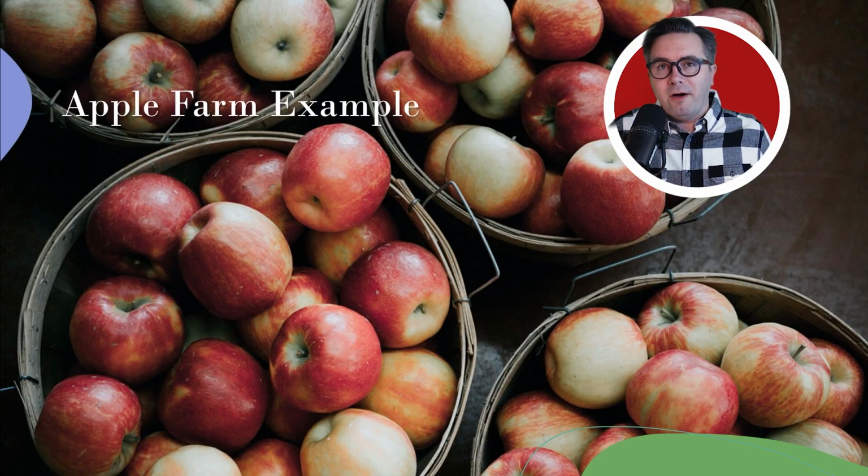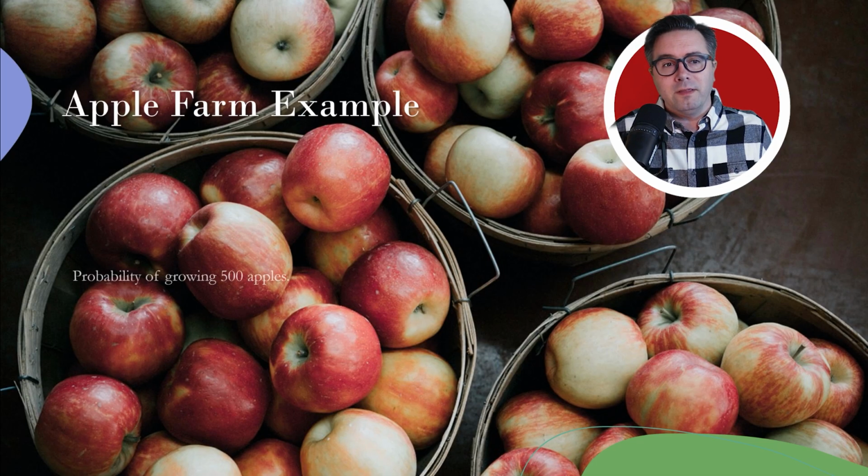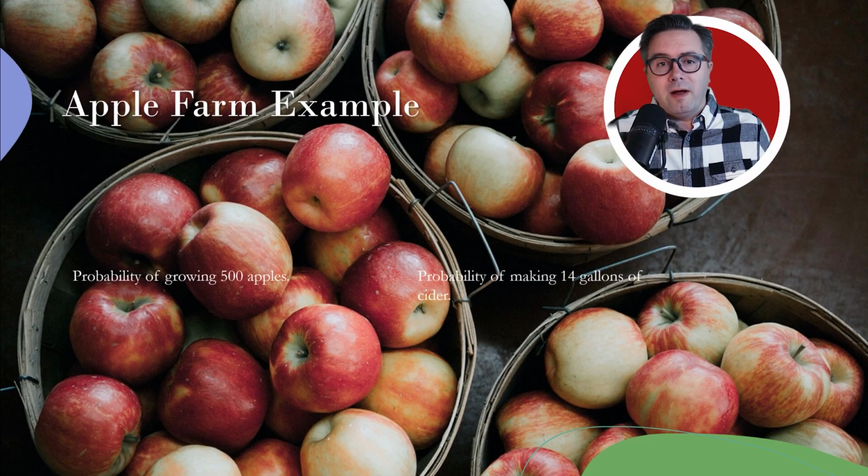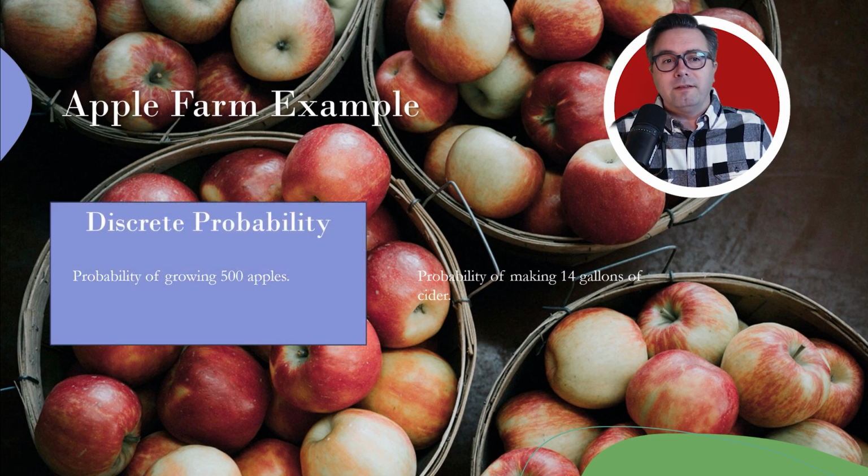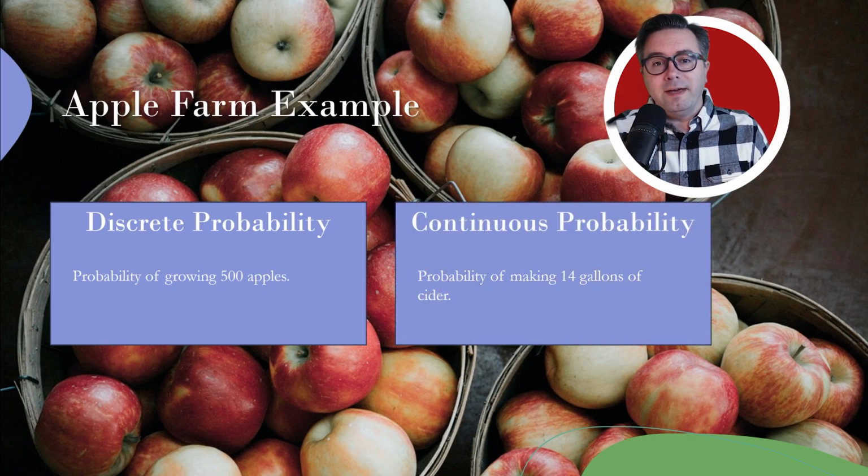Say we're talking about an apple orchard, right? And there's two different probabilities that we might be concerned with. The probability of growing 500 apples and the probability of making 14 gallons of cider. Now, one of these makes way more sense as discrete probability, and the other makes more sense as continuous probability. The one that makes the most sense as discrete probability is the probability of growing 500 apples, where the probability of making 14 gallons of cider would be more continuous.